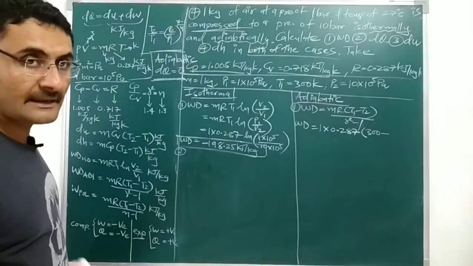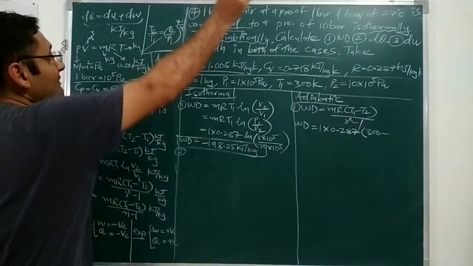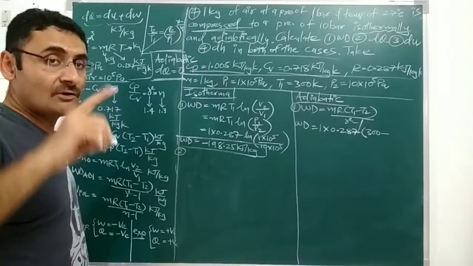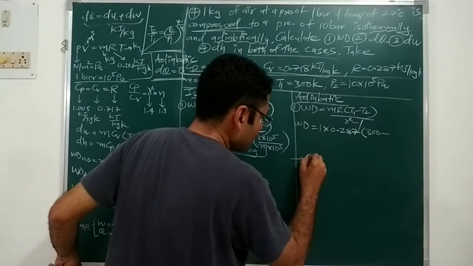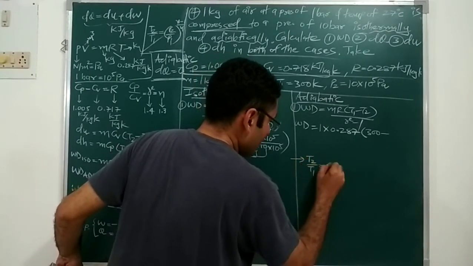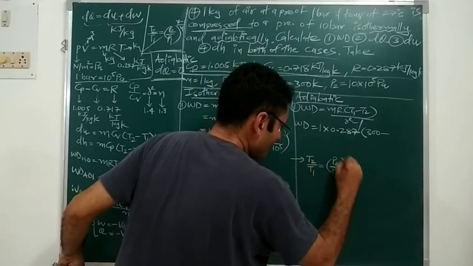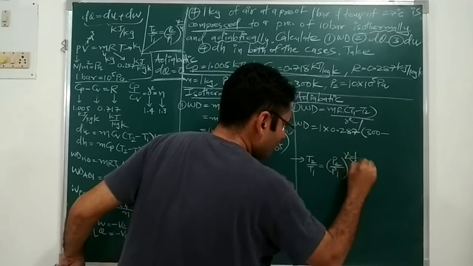Now T2 means final temperature. How will we calculate it? By using this equation: T2 by T1 equals (P2 by P1) whole raised to (gamma minus 1) upon gamma, instead of n. So first of all, let me complete this: T2 by T1 equals (P2 by P1) whole raised to (gamma minus 1) upon gamma.